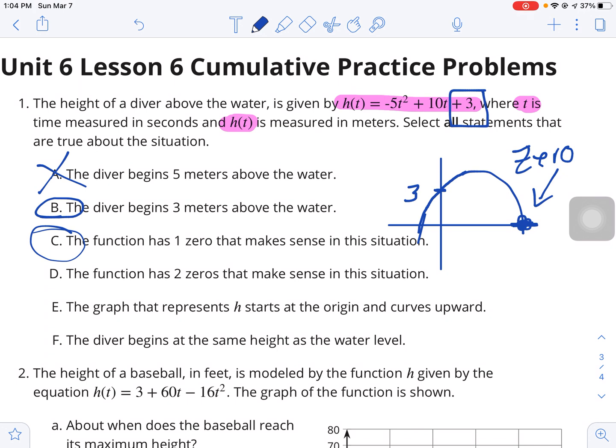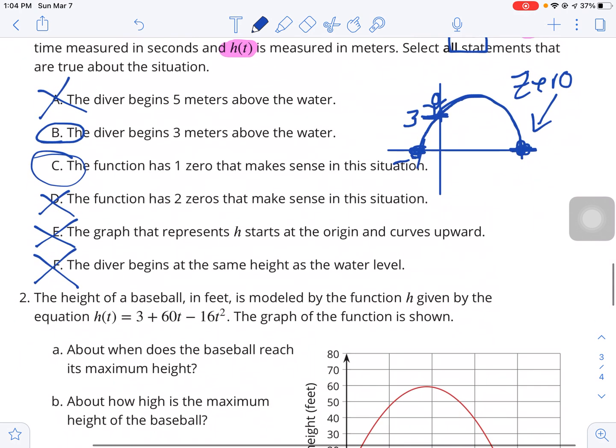Letter D then would be a no, because we don't care about this negative one over here. Here's where the diver is standing, and that's his height as time goes on from that moment on. So that's the only part of the curve that we're looking at. So that's a no. E, the graph that represents H starts at the origin and curves upward. No, it doesn't start at the origin. The origin is here, so that's a no. And F, the diver begins at the same height as the water level, and that's a no. He's on a board up here. So B and C would be the only true statements for number 1.